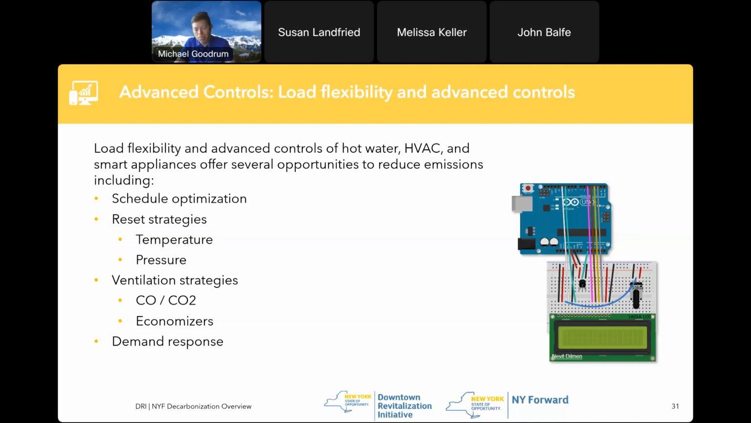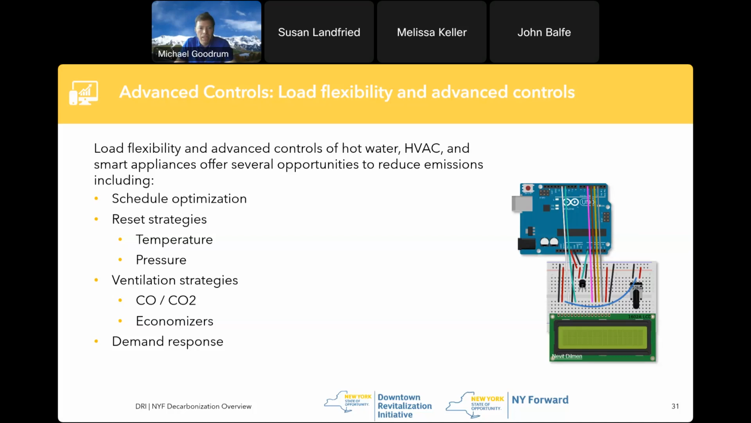Even ventilation, we had talked about that with some of the ventilation strategies before. But the last one, demand response, that's getting into what is the grid interactive or load flexibility, and that's where you start to respond to either utility prices or other factors to adjust how you're using energy.